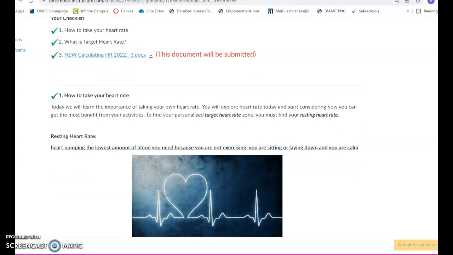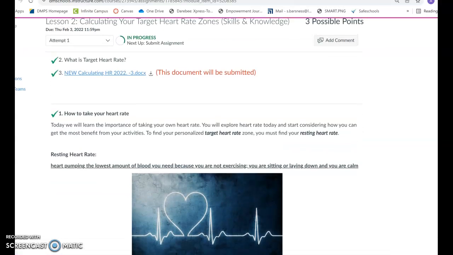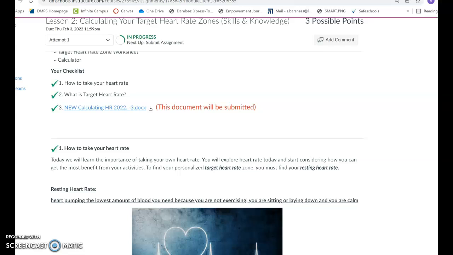The first thing you're going to want to do is follow your checklist. Number one, you're going to learn how to take your heart rate. The second thing is to learn what is a target heart rate. And the third thing will be the calculating heart rate worksheet. That's the part of the assignment that you will submit.